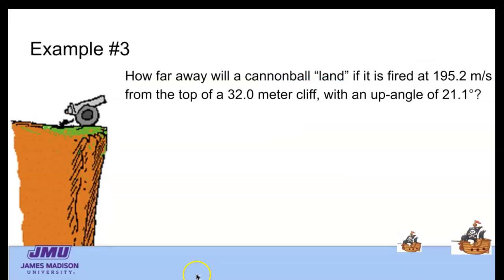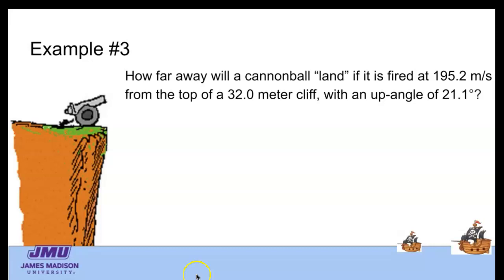Okay, example number 3. How far away will a cannonball land? And notice land is in quotes there because it's not going to hit land. It's going to hit water or possibly a pirate ship, according to this drawing. If the cannonball is fired 195.2 meters per second from the top of this 32-meter tall cliff, and the cannonball is angled upwards at 21.1 degrees.